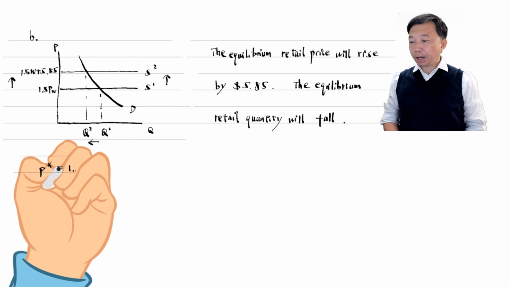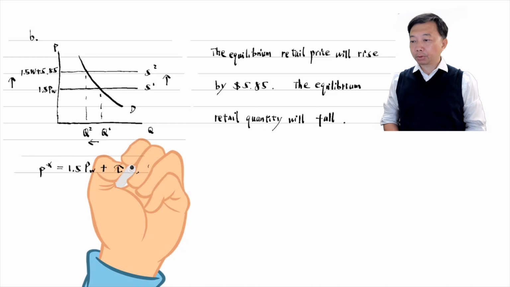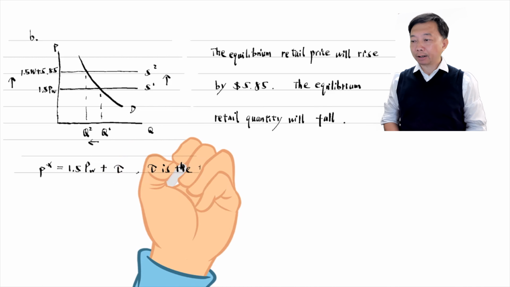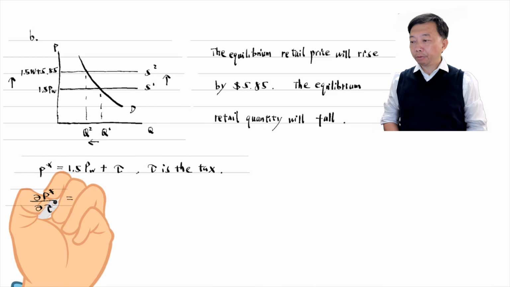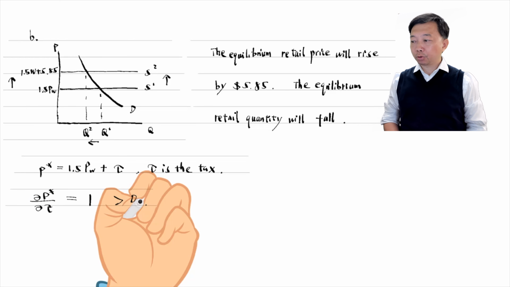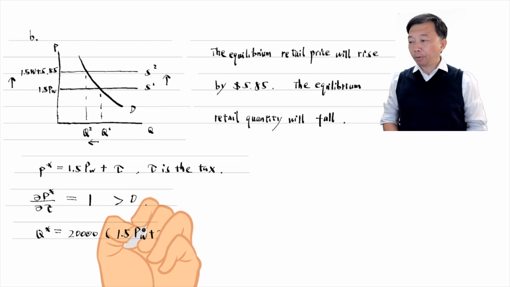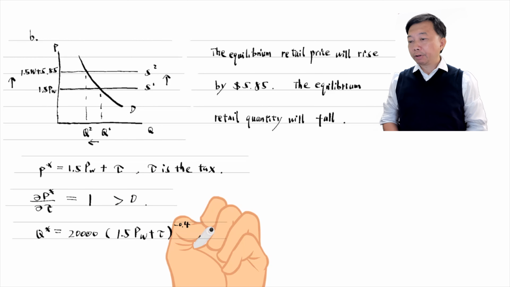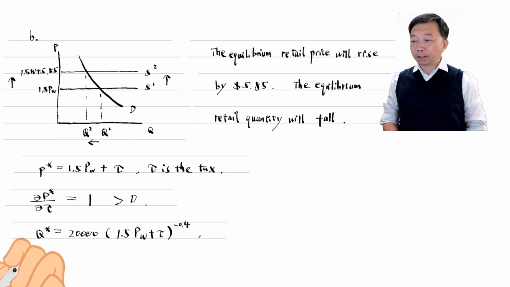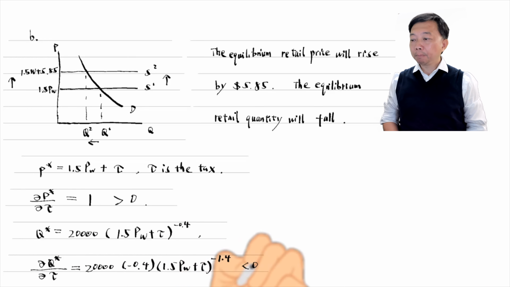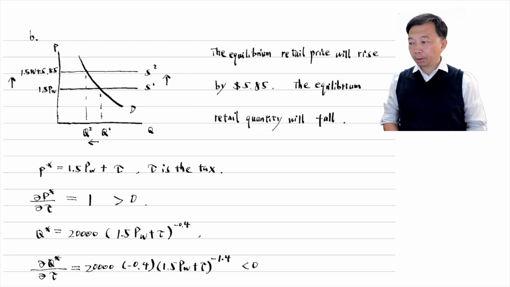The equilibrium retail price function is as follows, where tau is the tax. The derivative of P star with respect to tau is 1, implying a 1-to-1 increase in the equilibrium price. The equilibrium quantity is as follows. The derivative of it with respect to the tax is negative, implying a decrease in the quantity in the market equilibrium.